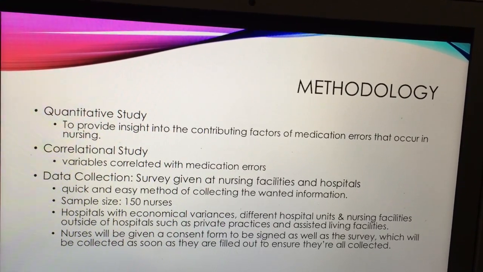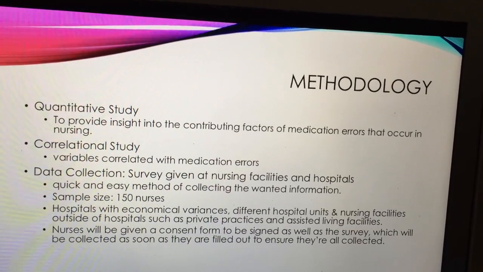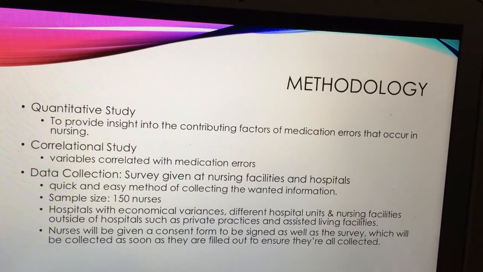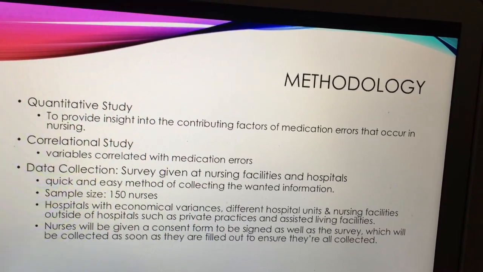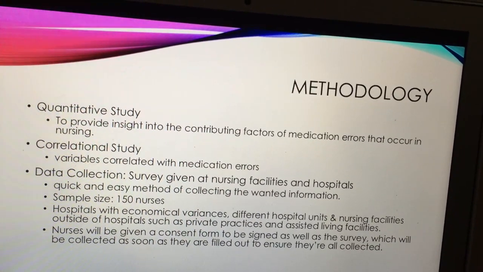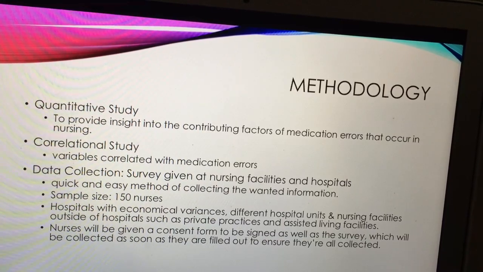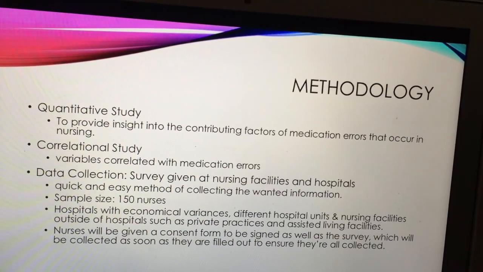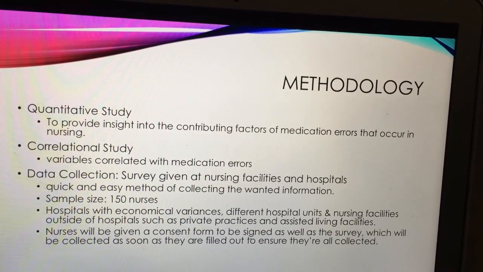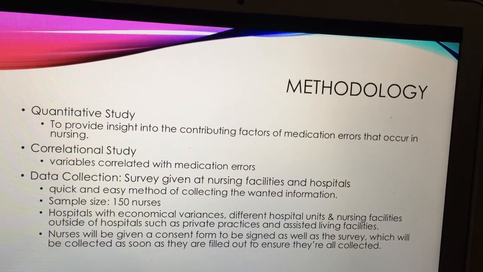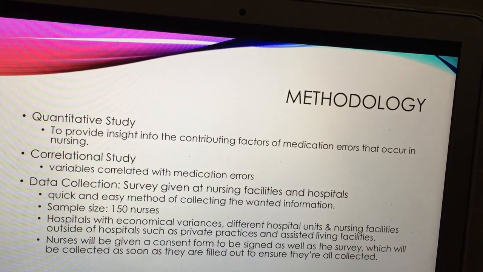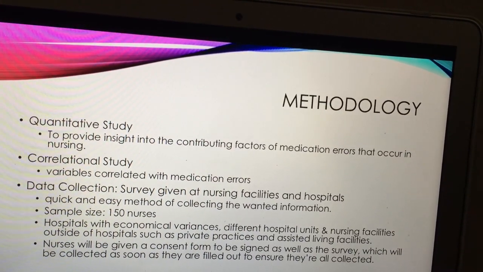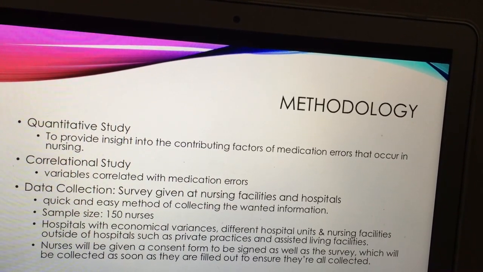The sample size will be 150 nurses, and the hospitals will be in areas of economical variances, also in different hospital units, and nursing facilities outside of hospitals, such as private practices and assisted living facilities. Nurses will be given a consent form to be signed, as well as a survey, which will be collected as soon as they are filled out to ensure they are all collected.